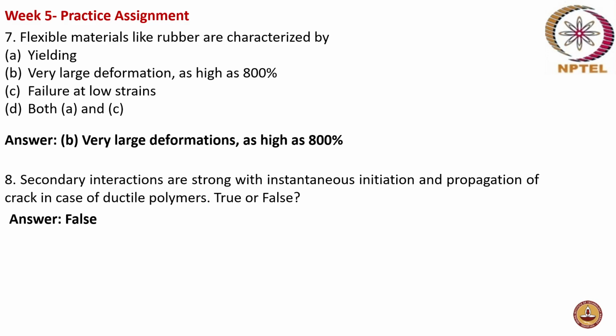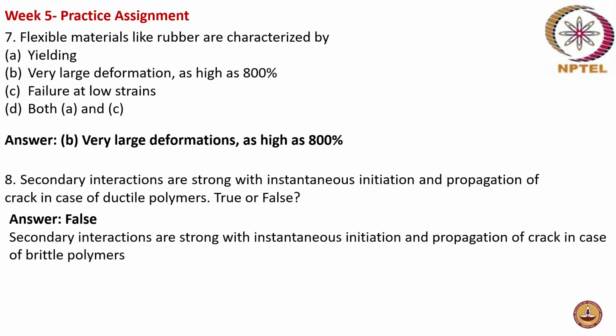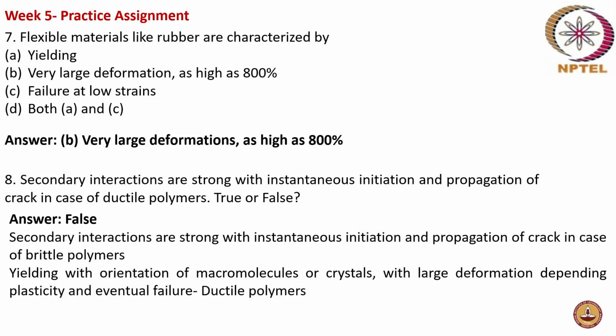It actually, as you said, is false. This happens mostly in brittle materials. So secondary interactions are strong with instantaneous initiation and propagation of crack in case of brittle polymers. Only because of these very strong secondary interactions, they tend to form cracks instantaneously. Whereas ductile polymers show yielding with orientation of macromolecules or crystals, or with large deformation depending on plasticity, and eventual failure.